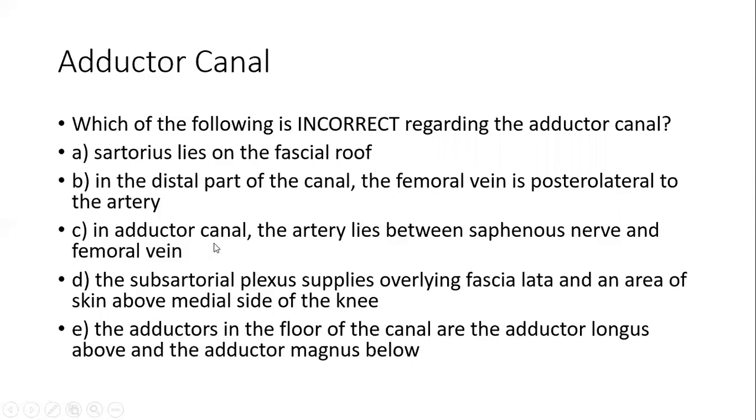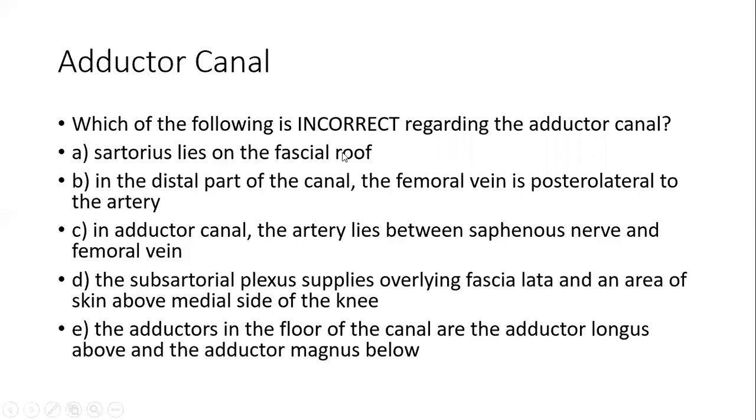In the adductor canal, the artery lies between the saphenous nerve and femoral vein. That's true. Subsartorial plexus supplies overlying fascia lata and an area of the skin above the medial side of the knee. That's actually true. The adductors in the floor of the canal are the adductor longus above and adductor magnus below. That's again true. So the only false option left is option B. In the distal part of the canal, the femoral vein is posterolateral to the artery. No, it's not. It's actually either posterior or posteromedial.